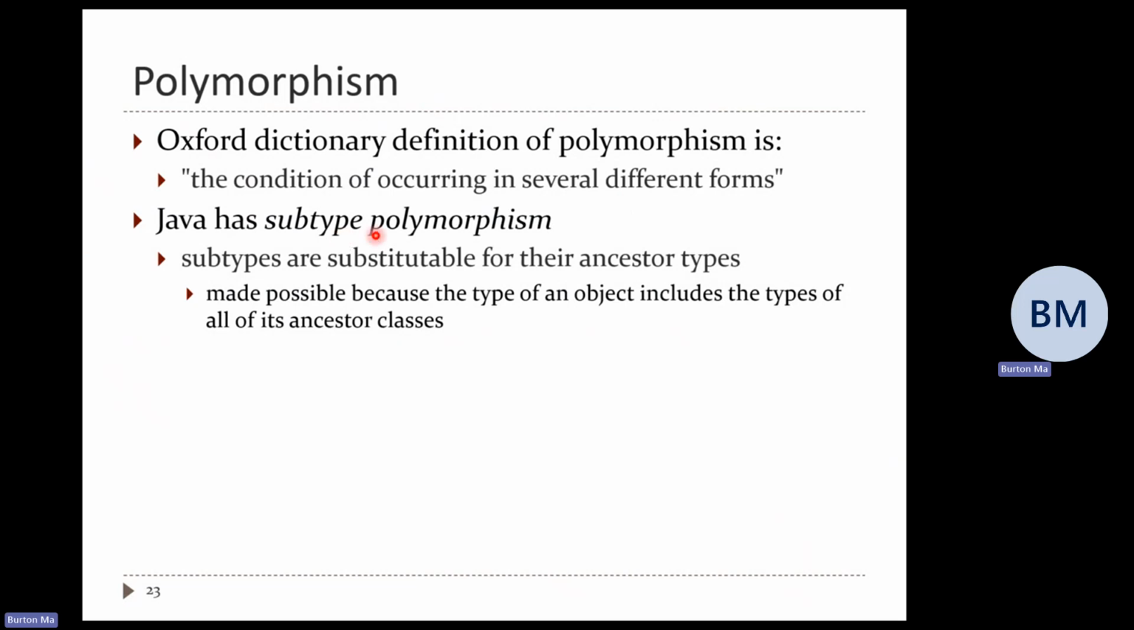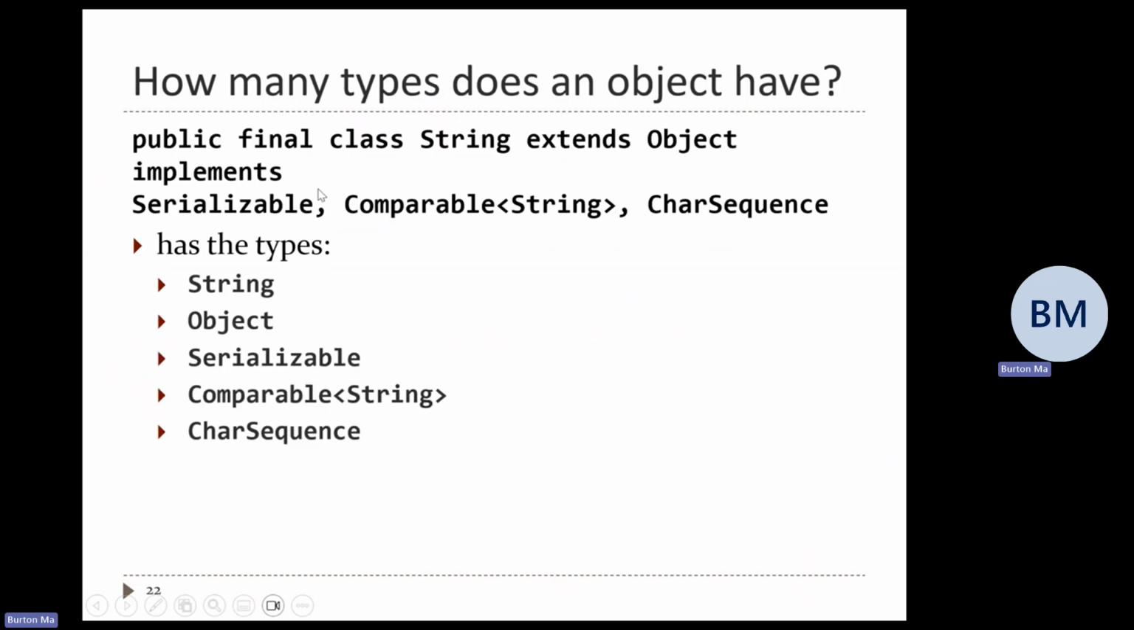Java has what's called subtype polymorphism. So a reference type has many different forms. Subtypes are substitutable for their ancestor types. And that's made possible because the type of an object includes all of the types of its ancestor classes and whatever interfaces are implemented. And so that means a String can be a String, it can be an Object, it can be a Serializable, it can be a Comparable, it can be a CharSequence. So String has many different types.